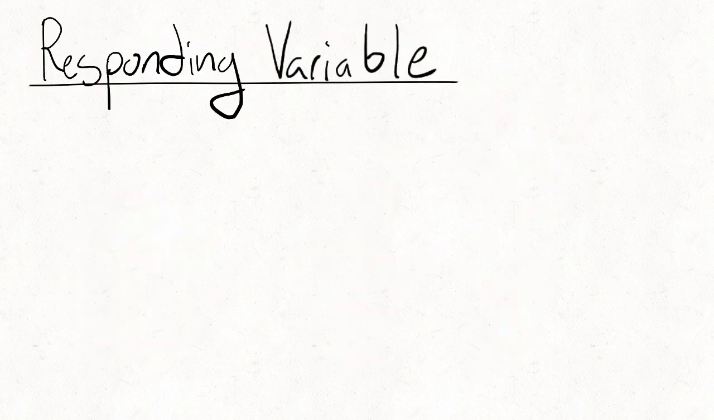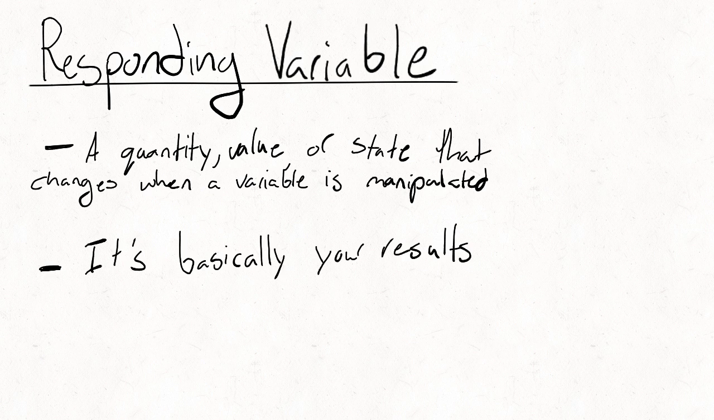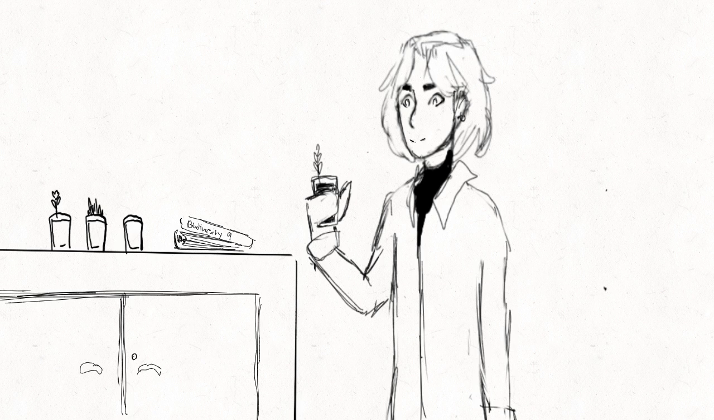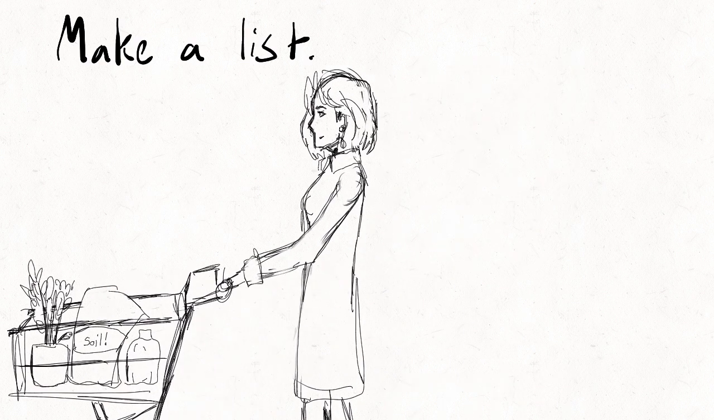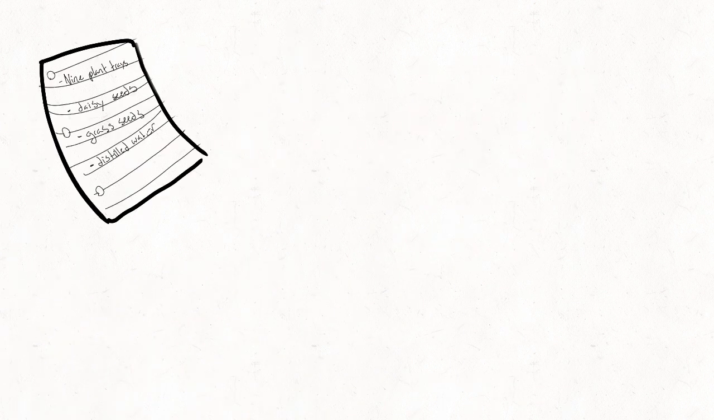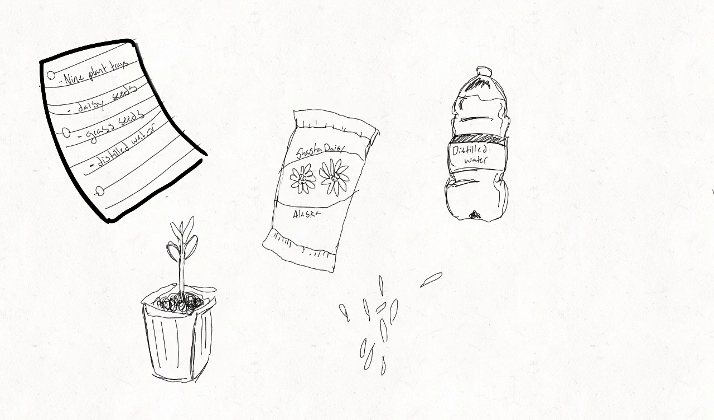And finally, the last type of variable we have for an experimental project would be a responding variable. This variable is a quantity, value, or state that changes when a variable is manipulated. It's basically the result of changing the manipulated variable. Here, the responding variable will be the amount of soil eroded in the containers of grass and daisies. The last bit of planning you'll need to do is make a list of the materials you'll need for the experiment. For example, for this experiment, you might need 9 plant trays, daisy seeds, grass seeds, and water.